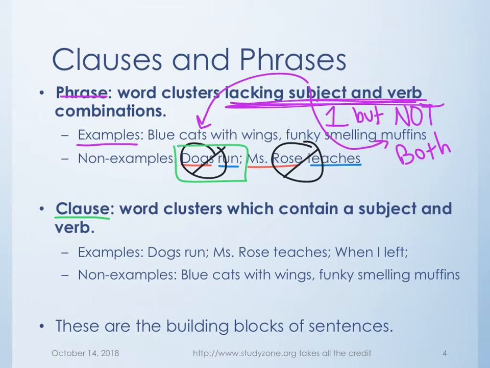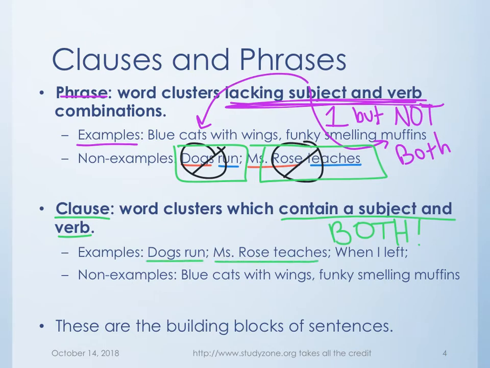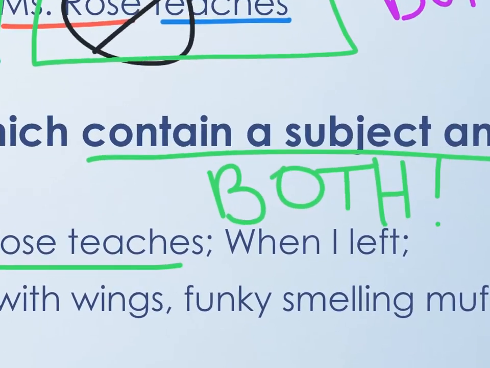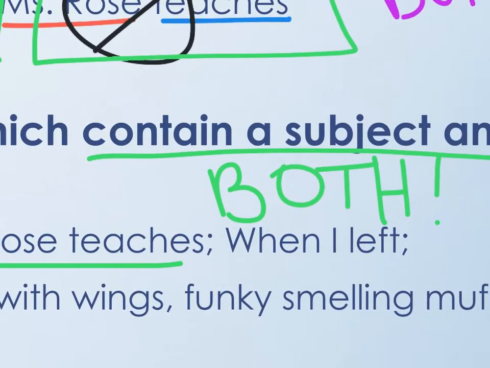And that's what these actually are: clauses, because clauses contain a subject and a verb. They must have both. So you'll see we have "dogs run" and "Miss Rose teaches." And then we also have this extra example here that says "when I left." Notice we have a subject, I, and a verb, left.